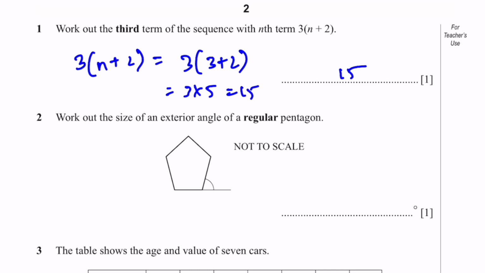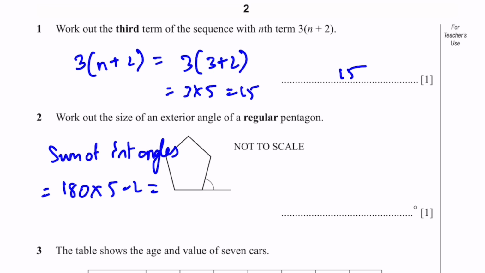Question 2. Work out the size of an exterior angle of a regular pentagon. So let's see. Sum of interior angles is equal to 180 into 5 minus 2, that is 180 into n minus 2, where n is the number of sides. 5 sides in the pentagon, so 180 into 5 minus 2, which is equal to 180 into 3. And that is 540 degrees.